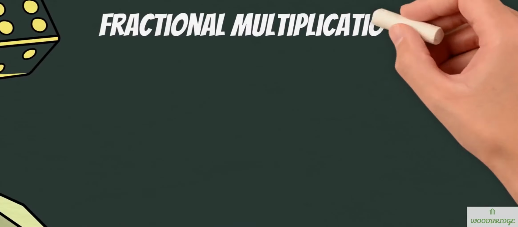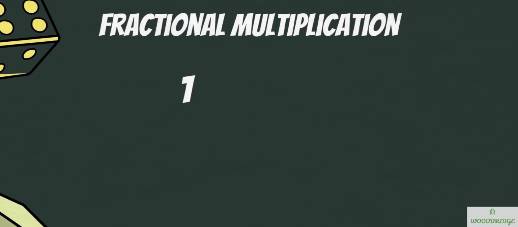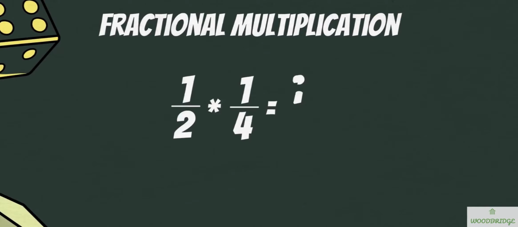Fractional multiplication and division is similarly easy. Consider a half times a quarter. Well, we know that's going to be an eighth, and so it is. Simply multiply it across. 1 times 1 is 1, and 2 times 4 is 8.